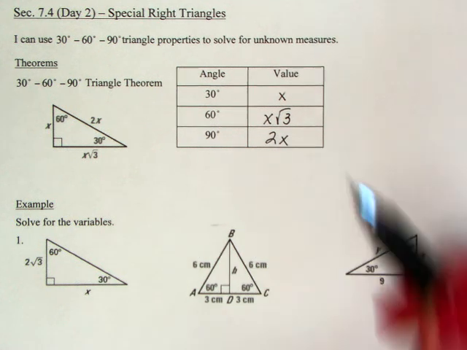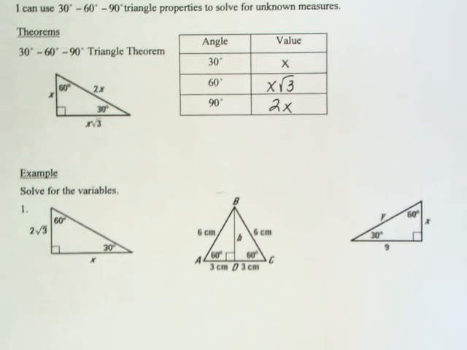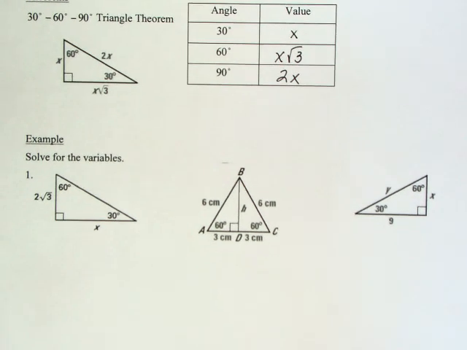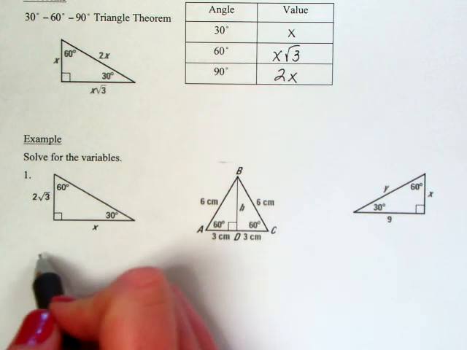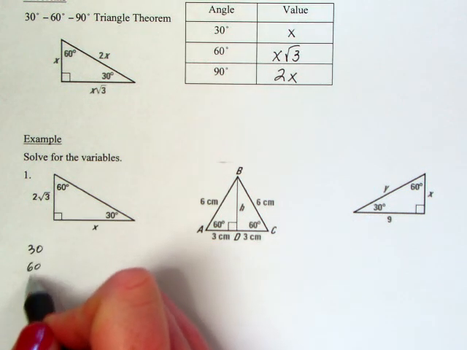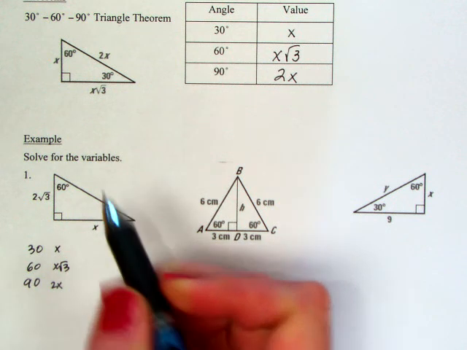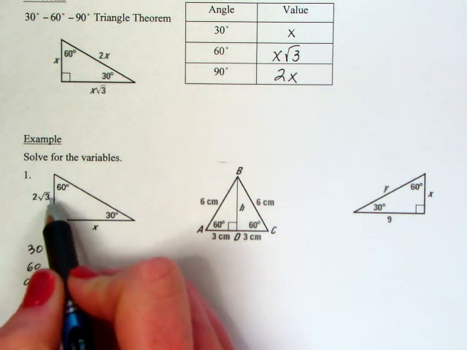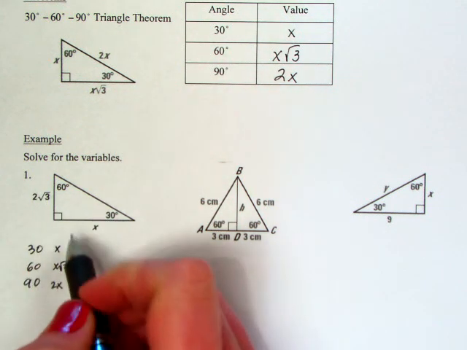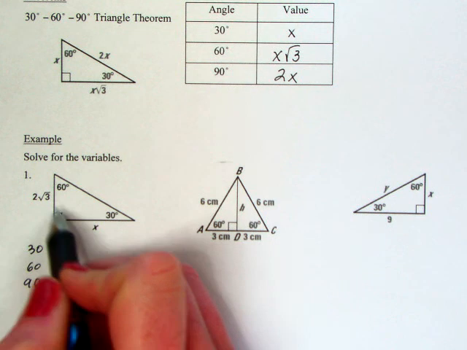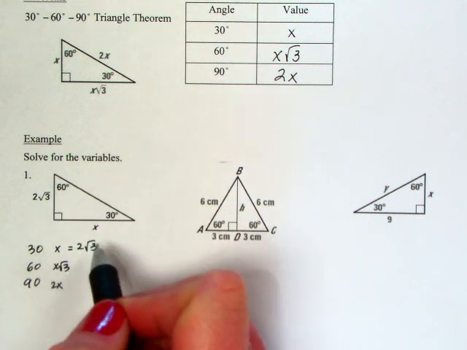So we're going to set up our table the same way for every problem, just like we did in the 45, 45, 90 lesson. So I'm going to go 30, 60, 90, x, x root 3, 2x. The one side I got was this one, and it is across from the 30. So that means this, the 30, is 2 square roots of 3. So that's what our x is.